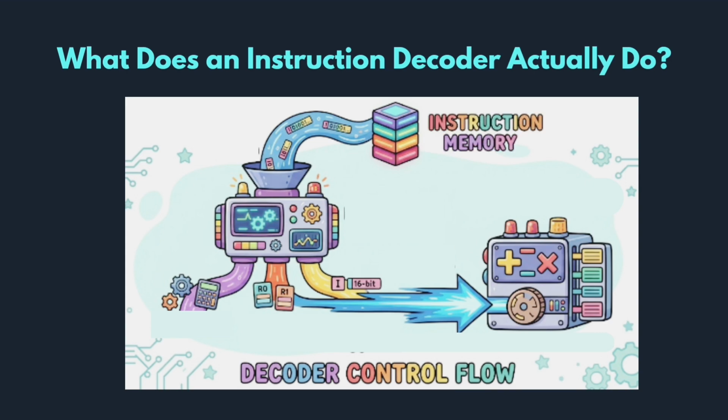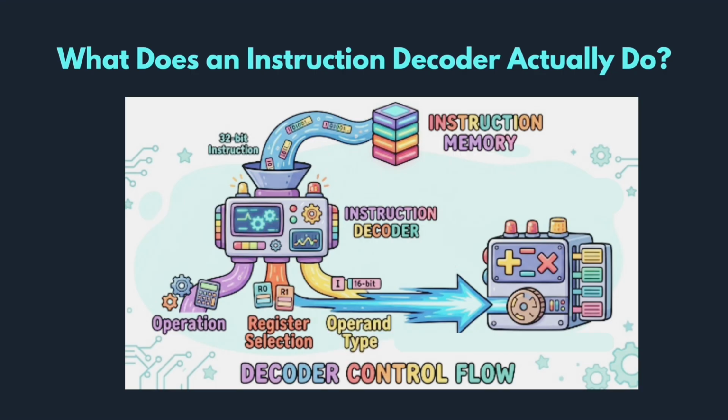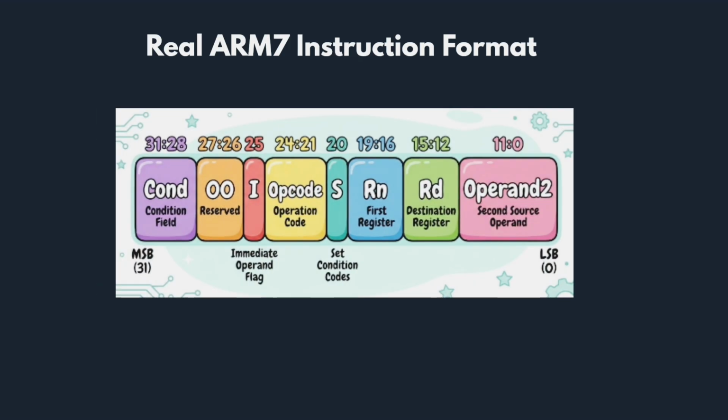From the memory, the instruction is loaded into the instruction decoder. It generates the information about the operation, register selection, and the operand type, and generates appropriate control signals to the ALU or execution unit, which then executes the actual instruction. Before building our simplified decoder, let's see how ARM7 actually organizes instructions. For example, ARM7 data processing instructions use a format like this.